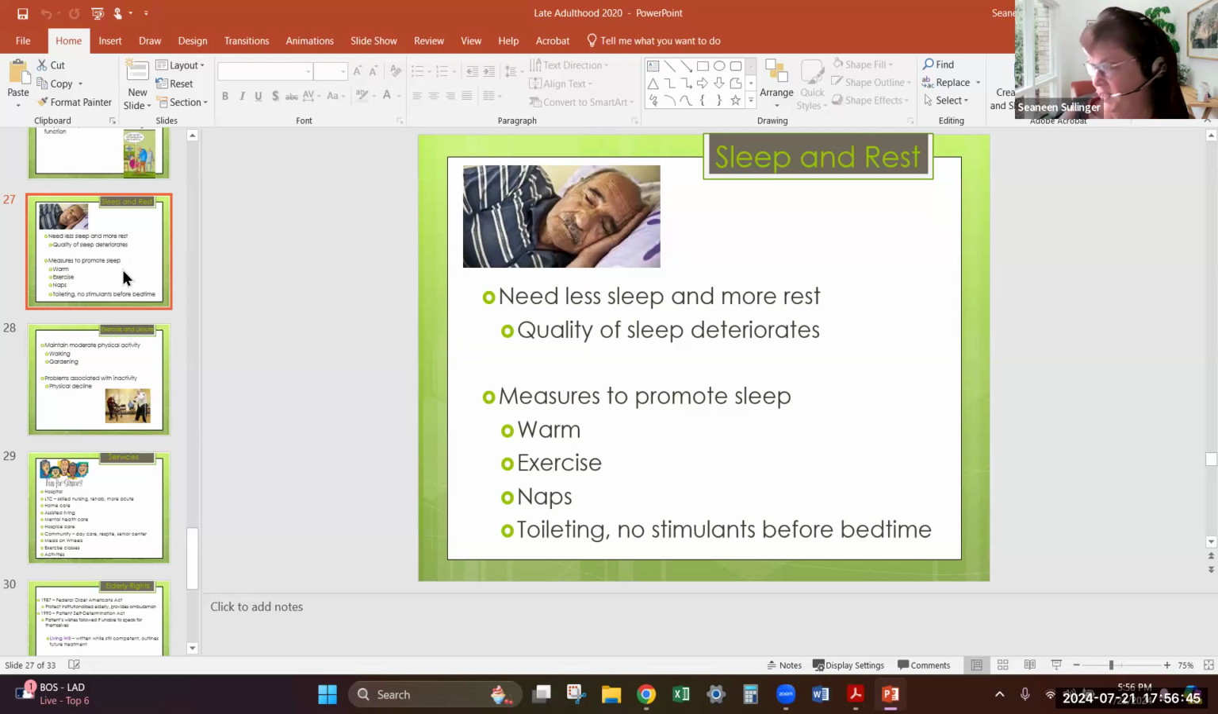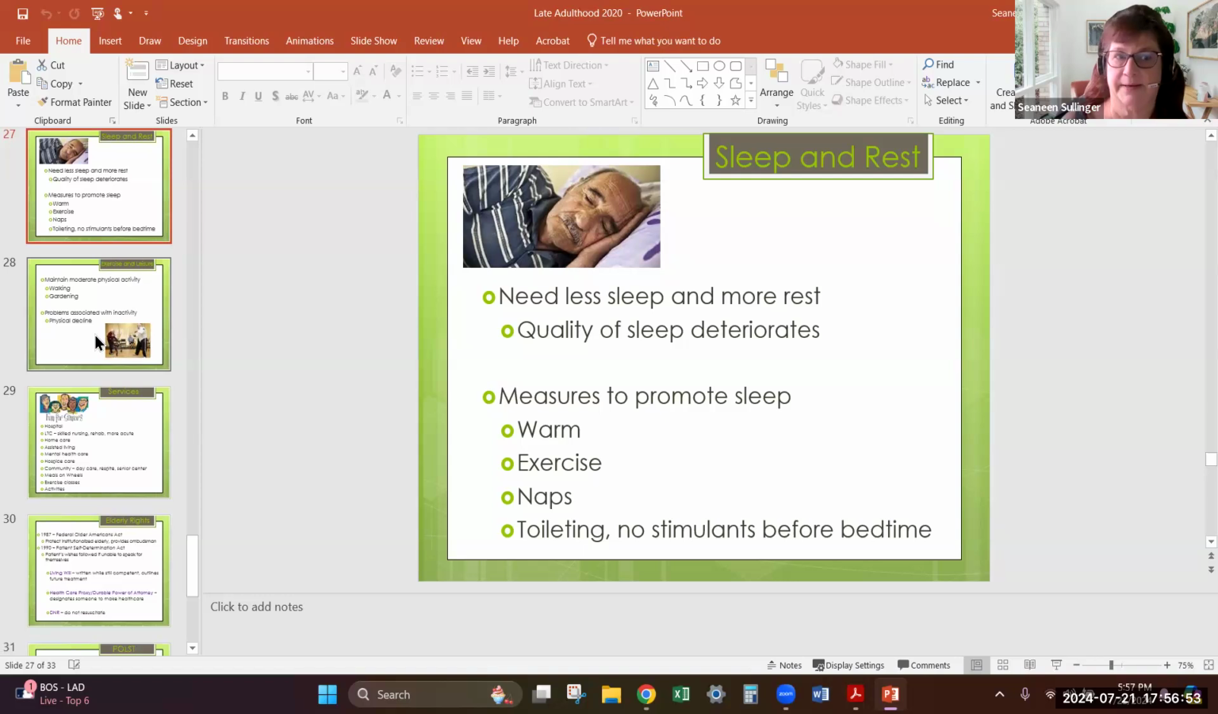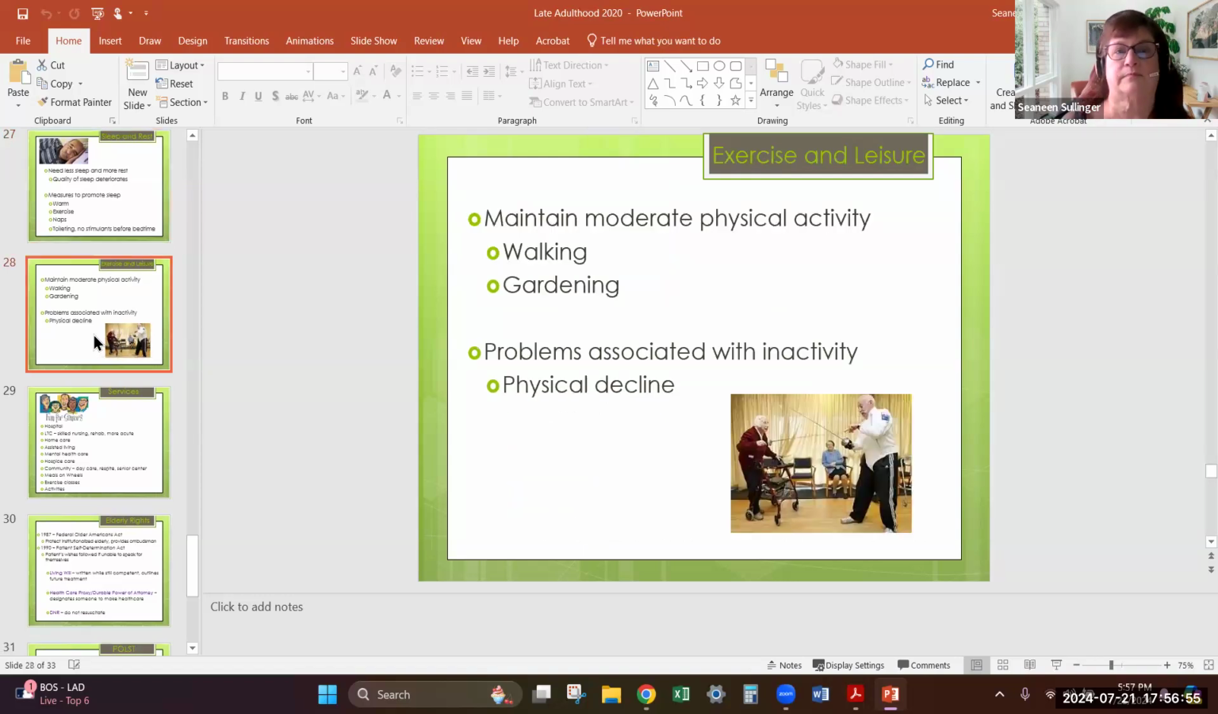So keeping people warm, making sure they exercise, toileting, no stimulants before bedtime. Maybe those things can help. Walking, gardening, hobbies become important.